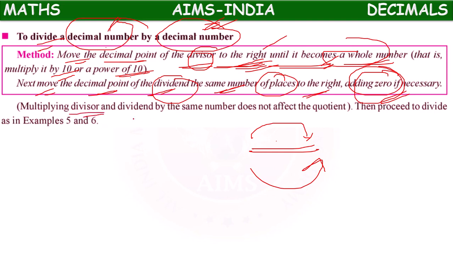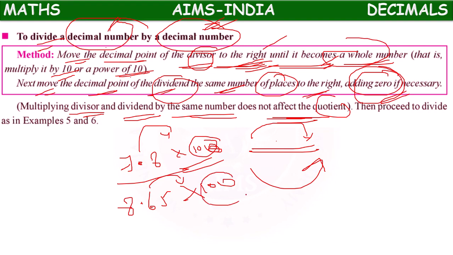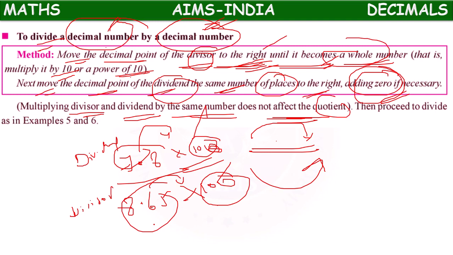Because multiplying the divisor and the dividend by the same number does not affect the quotient. Suppose we have 7.8 by 8.65. We can multiply the numerator by 100 and the denominator by 100 to move the decimal point to the right. Both the dividend and the divisor are multiplied by the same number, so that their value does not change. We can do this for our calculations.